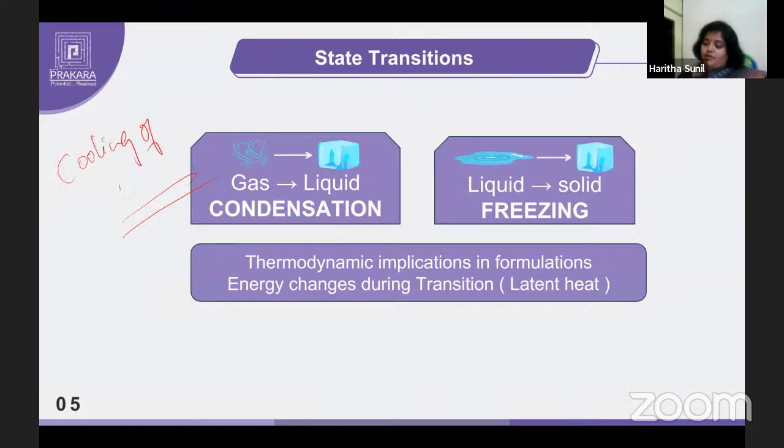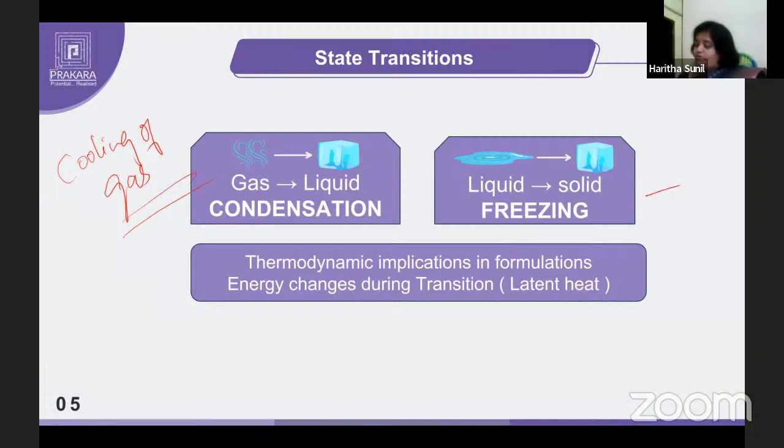We generally call the cooling of gas condensation. This is mainly useful in the recovery of volatile solvents in closed systems during drug manufacturing. It also prevents the wastage of solvents, because once a solvent has evaporated, it is collected. Again, it is converted into liquid, so you're not wasting your solvent. You're not just leaving it to evaporate.